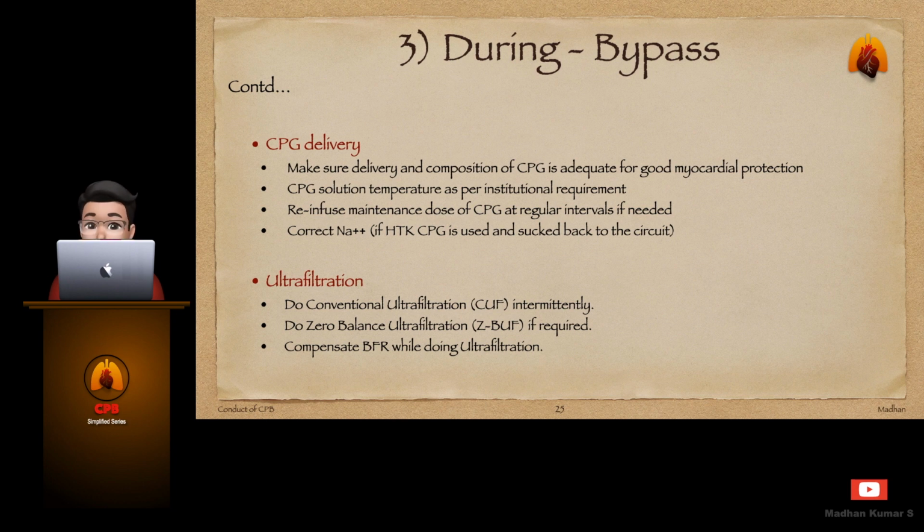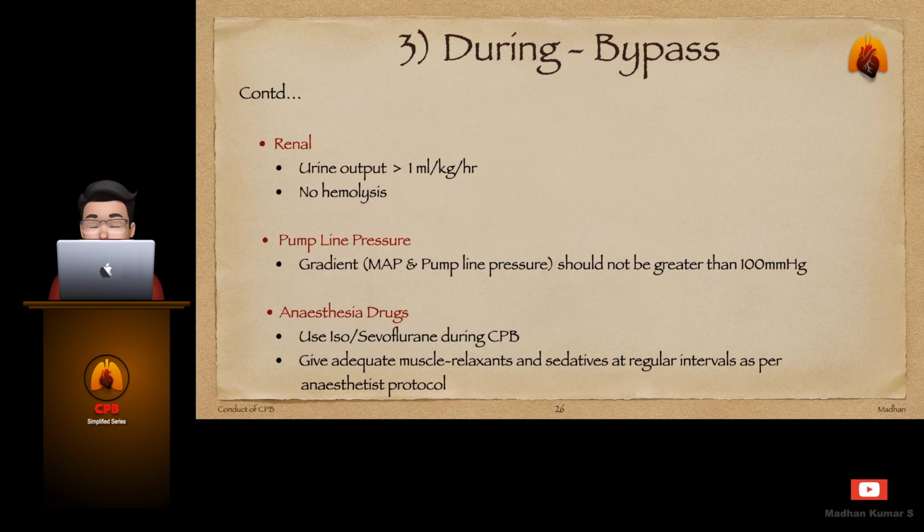Do conventional ultrafiltration intermittently and do zero balance ultrafiltration if required. Compensate blood flow rate while doing ultrafiltration by increasing the flows. Keep the urine output more than 1 ml per kg per hour and avoid hemolysis. The mean arterial pressure and pump line pressure gradient should be not more than 100 mmHg.